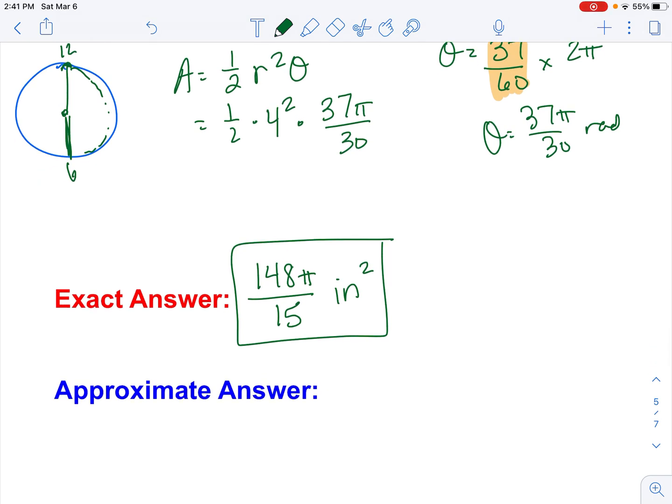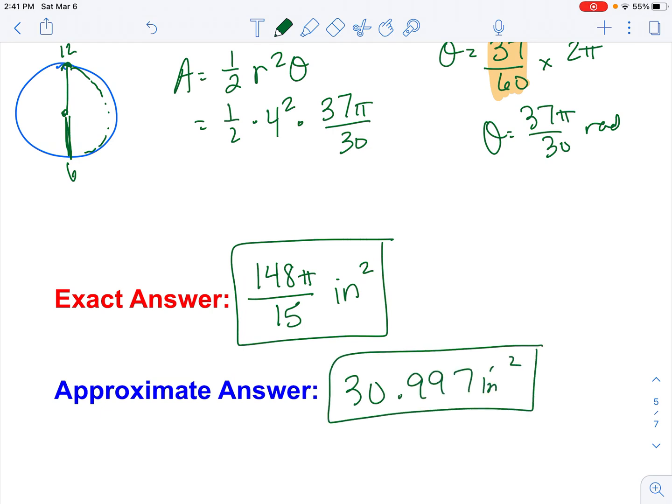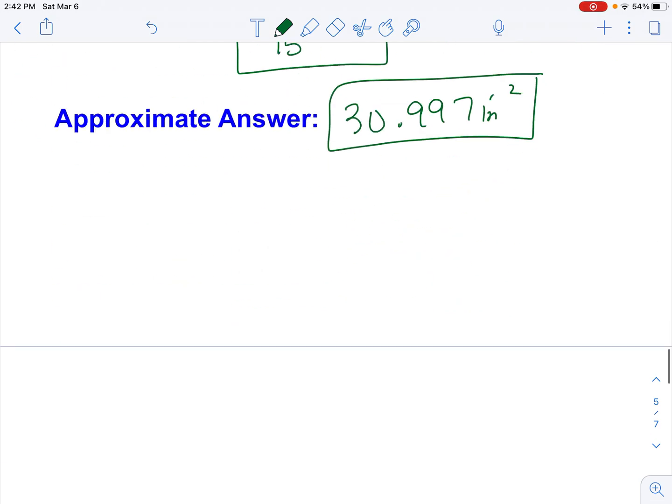If I type that into my calculator and multiply by pi, I would get 30.997 inches squared, or approximately 31 inches squared if I had to round to the nearest tenth or the nearest hundredth. So again, we've got an exact answer, which has the pi in it and no decimals, although I would accept something like 1.5 pi, which is fine because it doesn't have a decimal. You don't have to round it at all. And then the approximate answer would be rounded. I think on the homework I had you round to the nearest hundredth, if I'm not mistaken, but realistically you could round to any unit you were told to.